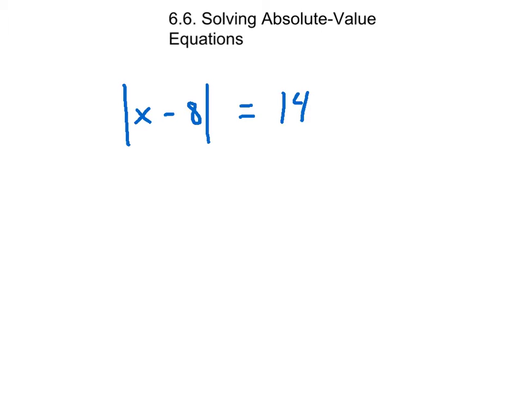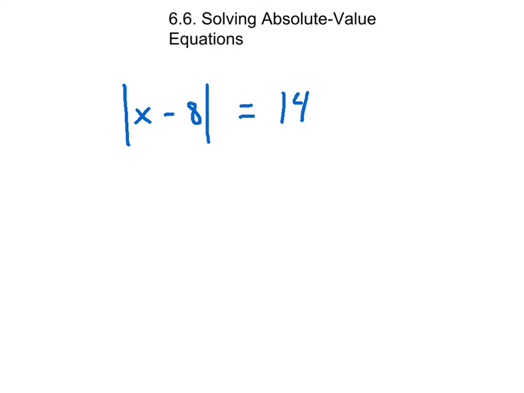Here's a Chapter 6, Lesson 6 mini video lesson on solving absolute value equations. We talked earlier this year about solving absolute value problems, where if you take the absolute value of 8, you get 8, and if you take the absolute value of negative 8, you also get a positive 8. So when we solve equations, we have to take that idea into account.